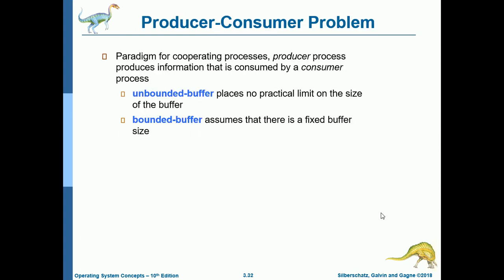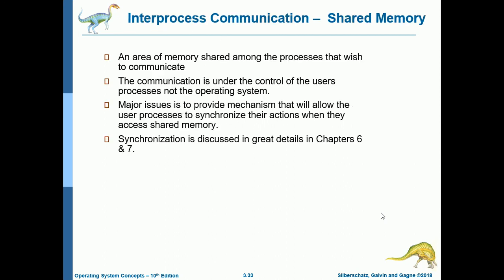So we have this producer-consumer problem. It is a paradigm for cooperating processes: a producer process produces information that is consumed by a consumer process. We have the term unbounded buffer, which places no practical limit on the size of the buffer, so it has no maximum level. Also we have bounded buffer, which assumes that there is a fixed buffer size.